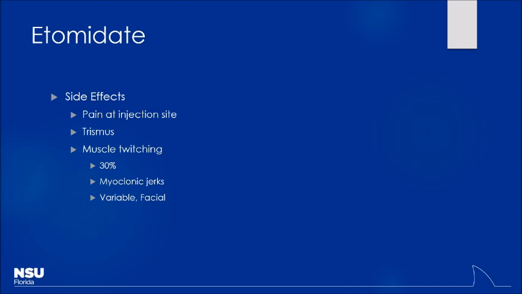Do you know how we would treat that if they have lockjaw? Well, we can paralyze the muscle, right? So we're going to give a paralytic anyway. So frequently this doesn't come up as a big issue here. And then you can also see some myoclonic jerks, some facial twitching, things like that.